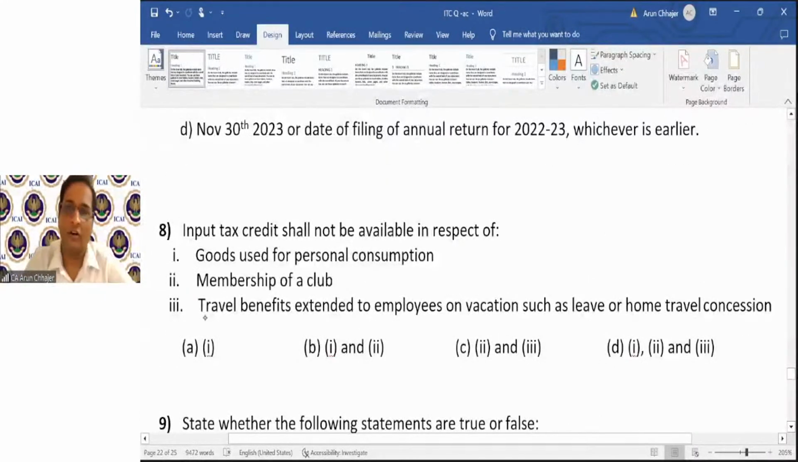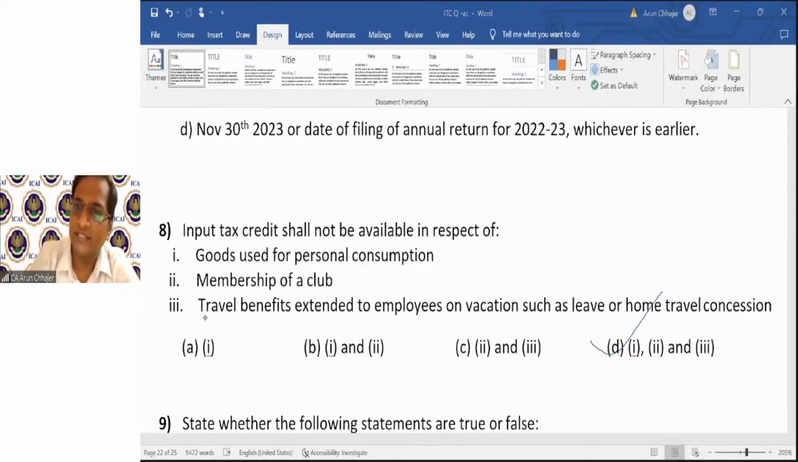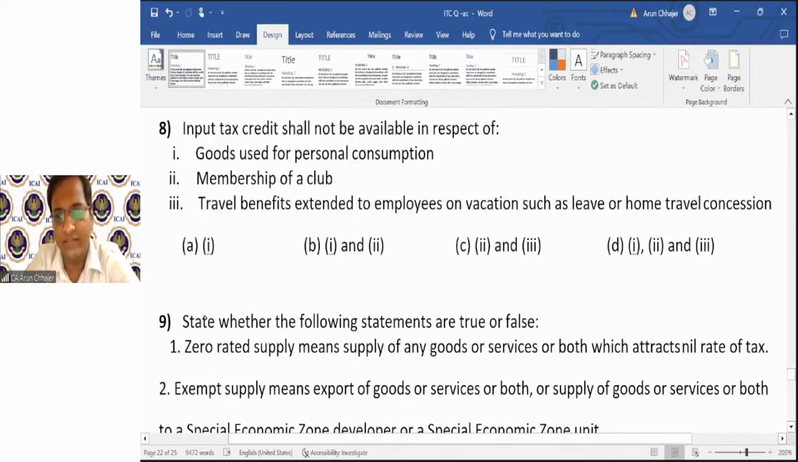The right answer, all of the above. So the right answer is D. All have given the correct answer. Nothing to be discussed because it is being covered in section 17 subsection 5.